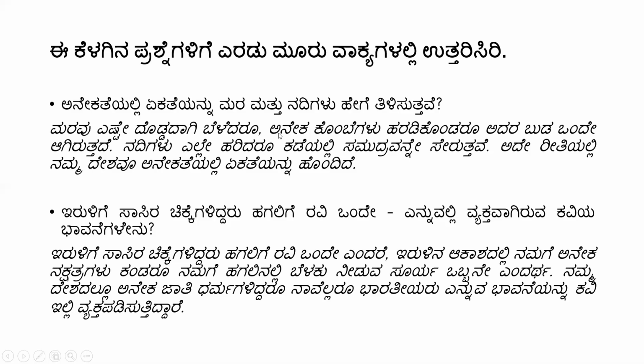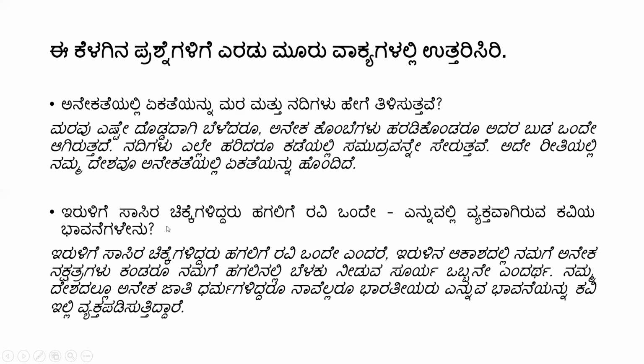ಮರವು ಎಷ್ಟೇ ದೊಡ್ಡದಾಗಿ ಬೆಳೆದರೂ ಅನೇಕ ಕೊಂಬೆಗಳು ಹರಡಿಕೊಂಡರೂ ಅದರ ಬುಡ ಒಂದೇ ಆಗಿರುತ್ತದೆ. So however big the tree might be, however many branches it might have, Buddha onde, it will have only one root. ನದಿಗಳು ಎಲ್ಲೇ ಹರಿದರೂ ಕಡೆಯಲ್ಲಿ ಸಮುದ್ರವನ್ನೇ ಸೇರುತ್ತವೆ. So wherever the rivers might be flowing, they all join at the end to one ocean. So ಅದೇ ರೀತಿಯಲ್ಲಿ similarly ನಮ್ಮ ದೇಶವು ಅನೇಕತೆಯಲ್ಲಿ ಏಕತೆಯನ್ನು ಹೊಂದಿದೆ. So our country also has unity in diversity. Okay, this is the explanation for the answer for this question.